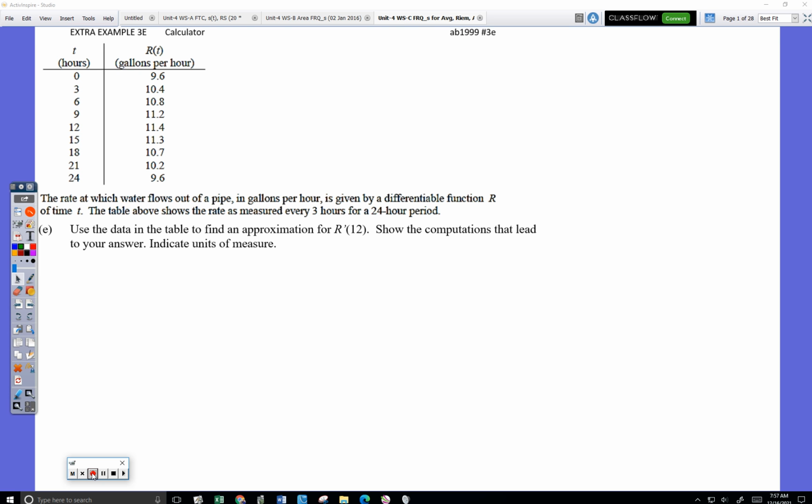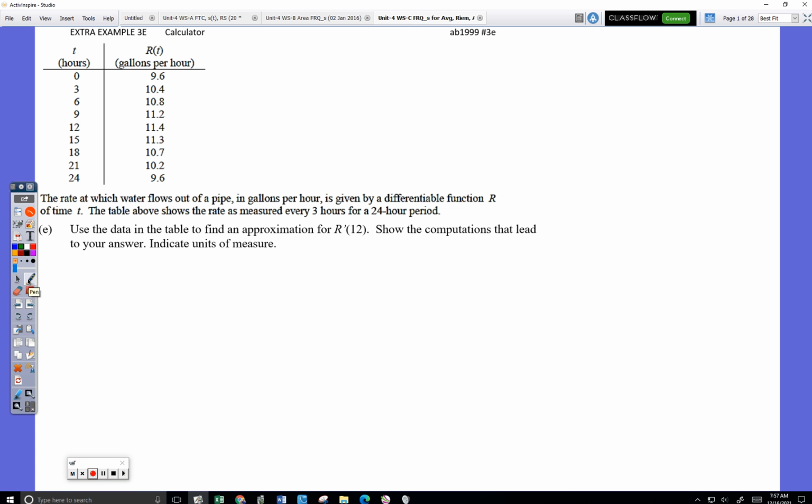Okay, very first problem is labeled Extra Example 3E. It says the rate at which water flows out of a pipe in gallons per hour is given by the differentiable function R.